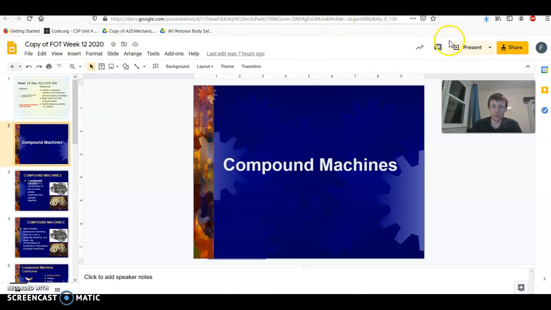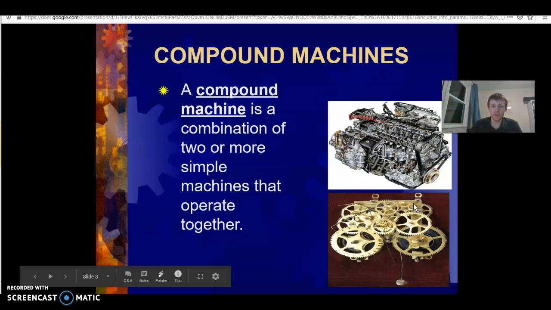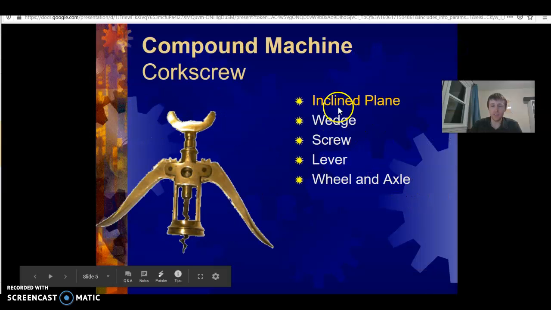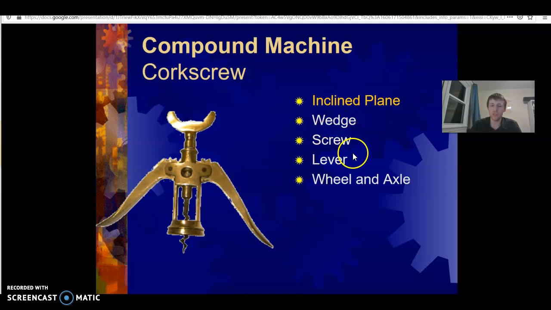Now, what is the idea? Well, the idea is very simple. You're going to find all the individual mechanical advantages. So let's say we find the wedge mechanical advantage, the screw, the lever, the wheel and axle, and the inclined plane. And then you simply multiply them all together. So you multiply all of these. It's the product of all five, and that gives you the total mechanical advantage.